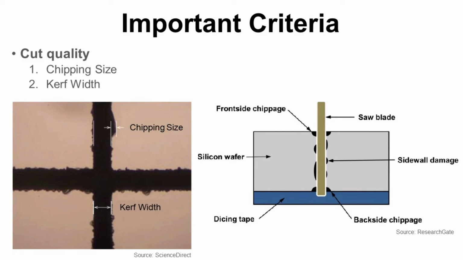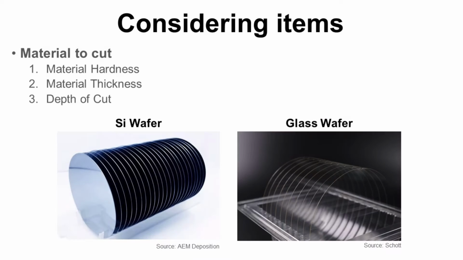As you can see in the picture, saw blade goes through whole wafer thickness and partial tape thickness. If blade goes through tape thickness, it will damage underneath chuck table. To choose right blade and process parameters, we need to consider which material will be cut. Material hardness, material thickness, and depth of cut are key items to review. For example, glass wafer is harder and more fragile than silicon wafer. So, we need to choose right blade and process parameters, which is different from silicon wafer case.